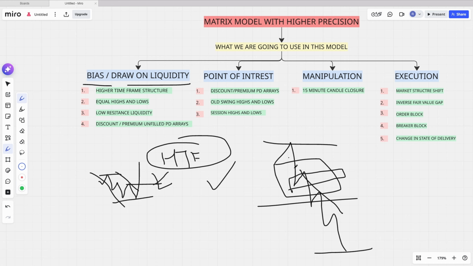That is all you need to do. There is no need to overcomplicate this process. If you follow these steps consistently, this approach will give you a correct and usable bias and draw on liquidity most of the time. In my experience, this method provides a clear and accurate bias and draw on liquidity alignment in roughly 80% of cases, which is more than enough to build a consistent and repeatable trading framework.